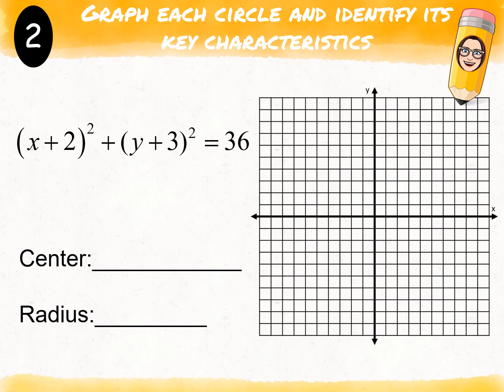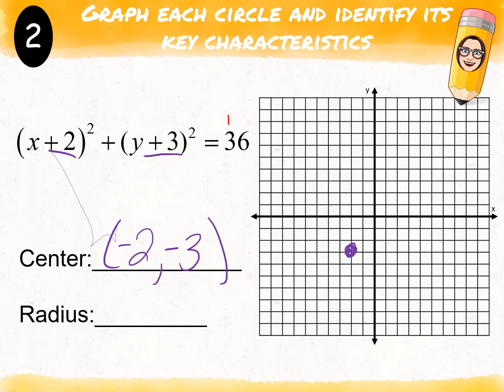Let's take a look at the next example. We want to start applying shifts to our center point. If my x says positive 2, I write negative 2. If my y says positive 3, I write negative 3. So it's true for the x and the y. Let's draw that center point.